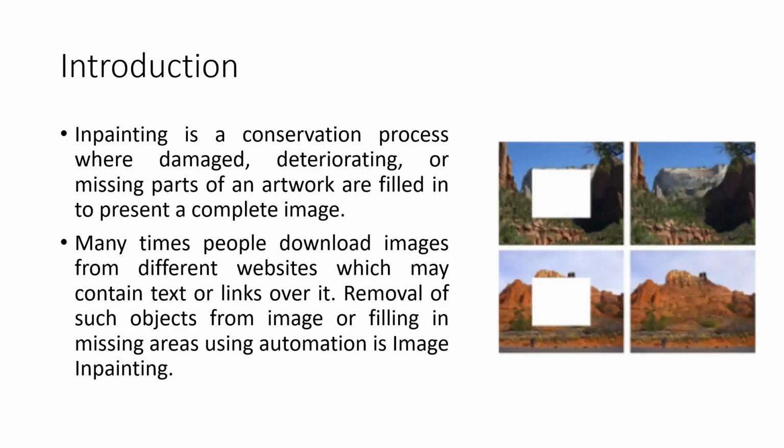As we can see on the right hand side, there are two images, and in those images we have applied a filter which is a white rectangle, and this is the part which we need to reconstruct. Our model will reconstruct that part, and the result can be seen on the right hand side of that image.